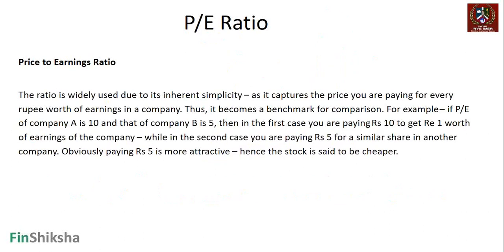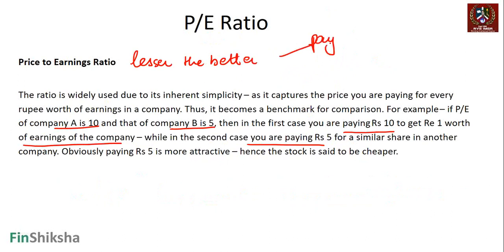That makes sense. So it's a simple ratio. If you have a benchmark for comparison, if the PE for company A is 10 and that for company B is 5, in the first case, you're paying 10 rupees for 1 rupee of earnings in the company. In the second case, you're paying 5 rupees for a similar share of earnings in the company. Now, lesser the better, correct? Lesser the better, because effectively you are paying less to get the same amount of share.